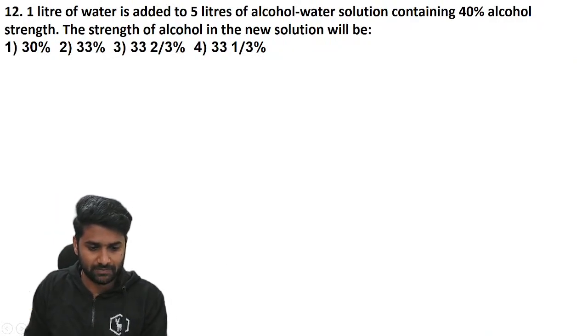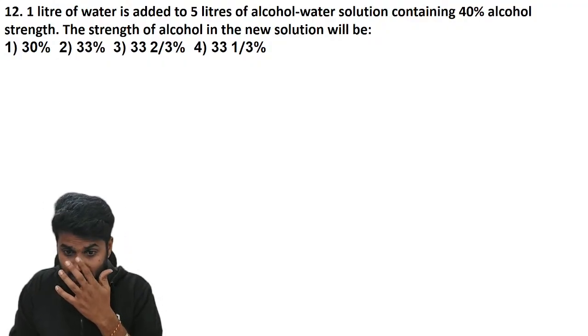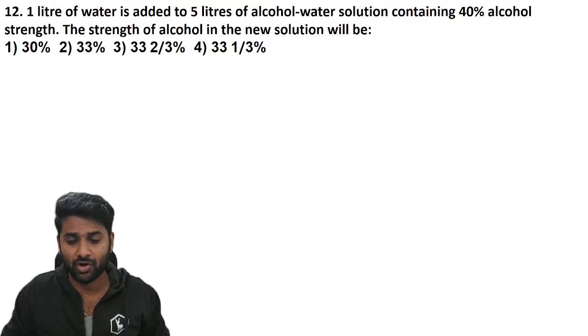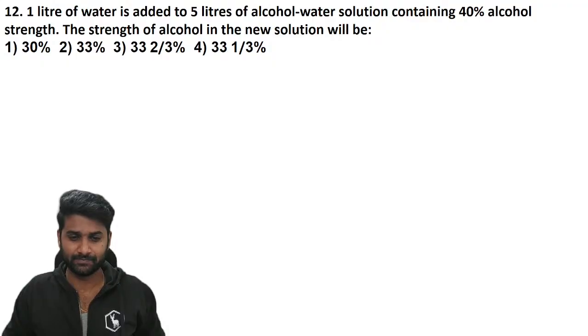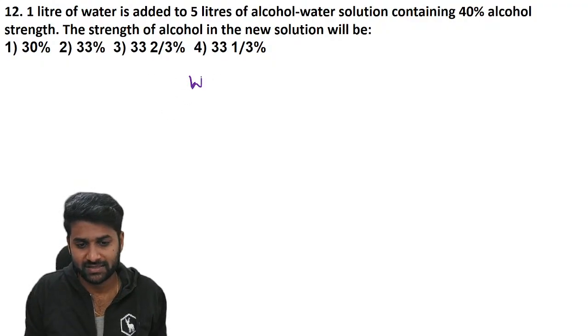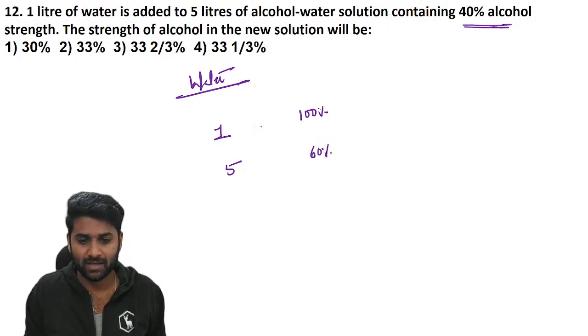Let's move on to the next question. 1 liter of water is added to 5 liters of alcohol and water solution containing 40% alcohol. Then what is the strength of alcohol in the new solution? See, 1 liter of water. Let us consider only the water value. Remember guys, we are adding 1 liter. Water is 100%. In 5 liters of alcohol-water solution with 40% alcohol, definitely water is 60%. So what is the strength?